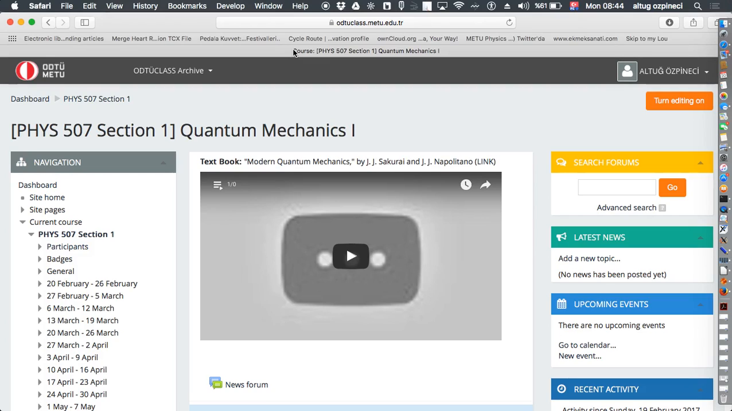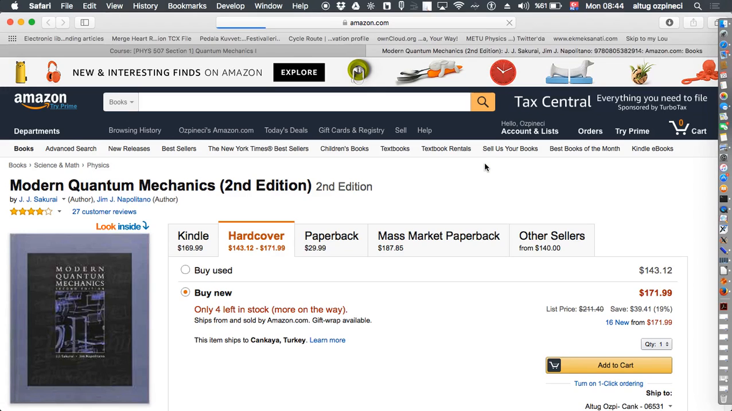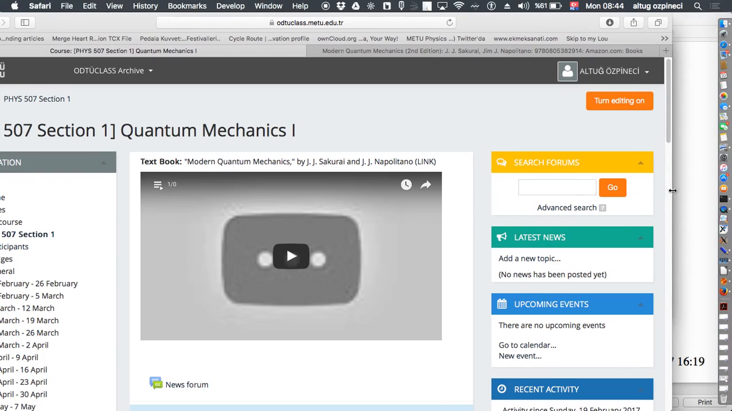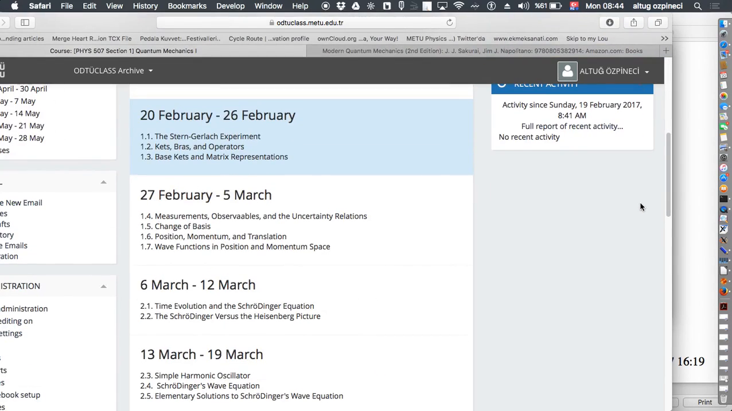The book we will be using is Sakurai, Modern Quantum Physics. If you want detailed information, you can just click on the link. It opens an Amazon page, and you can find the details about it. I'm not saying you should buy from Amazon, but if you get some copy of the book, it will be useful for you. Ideally, we should be covering the first 5 chapters of the book.